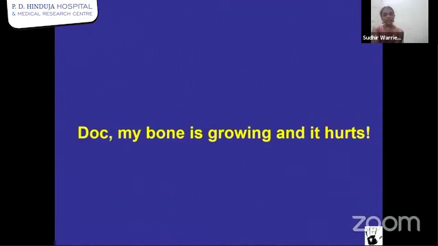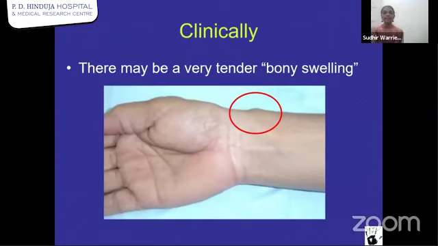So now here's a patient who has come to us and says that, Doc, I feel there's a bone growing on the radial border of my wrist and it hurts. And this is how it looks. It is tender and it feels like a bone. So now Dr. Warrior will speak about how you go about managing this case.